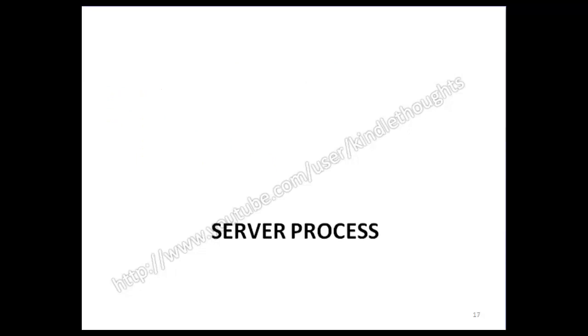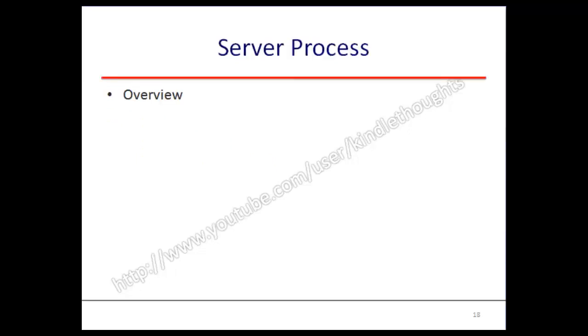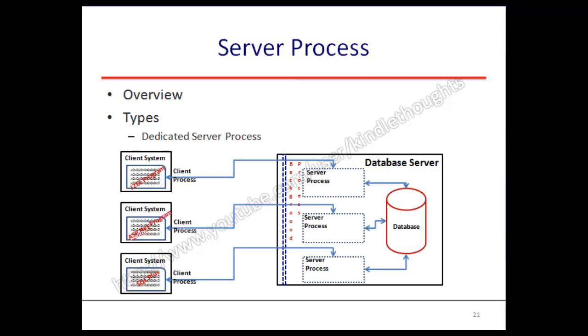The server process is a process that interacts with a client process. In simple terms, it services the request from the client process. Now, for every connection that's made to the database, a server process is spawned, and depending on the type of connection, whether it is a dedicated server connection or a shared server connection, the server process services the request of the client. When we talk about the server process, there are types: dedicated and shared.